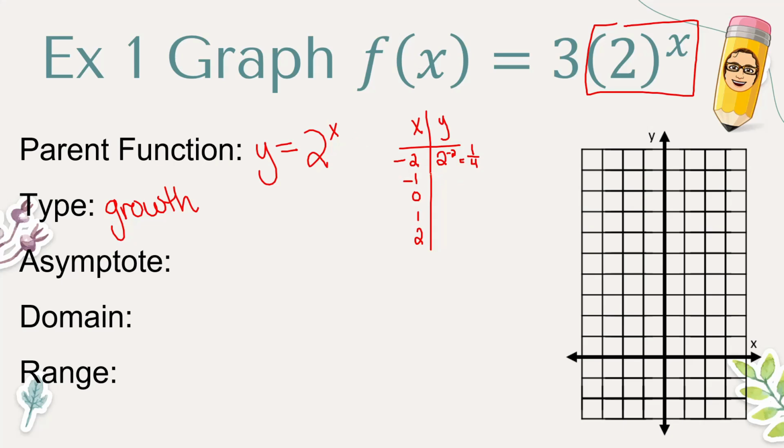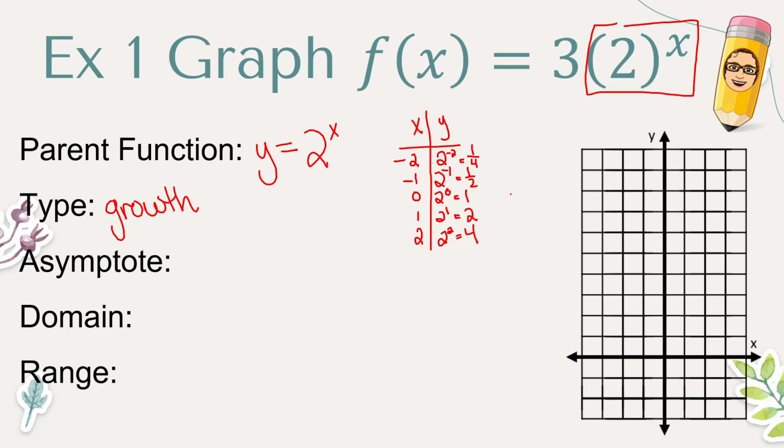-1, I need to put that for my exponent. So it's going to be 2 to the -1st. That's just going to flip it around, right, and get us 1/2. 0, I'm going to put 2 to the 0. Anything to the 0 power is 1. Plug in a 1. 2 to the 1st is 2. And then 2 squared is, in fact, 4. So I have my parent table of -2, 1/4, -1, 1/2, 0, 1, 1, 2, 2, 4.